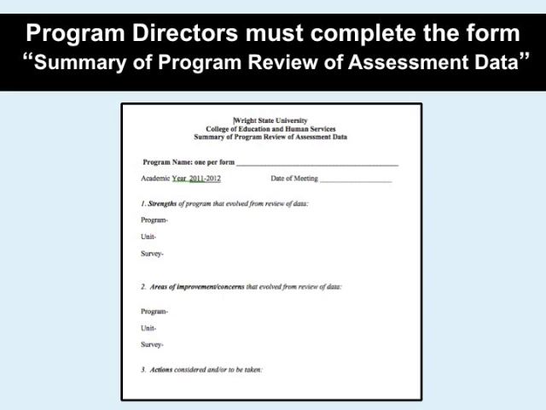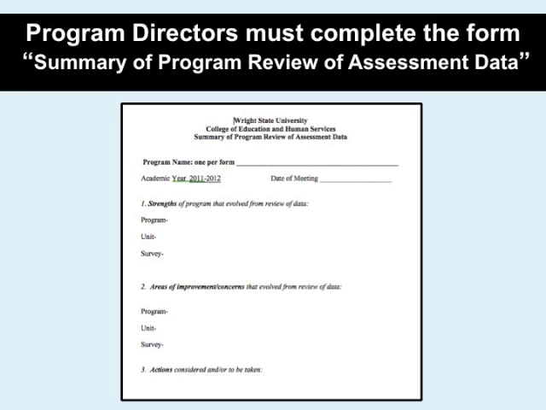Each program director, or advisor if there isn't a director, is responsible for completing this form at the end of each academic year after reviewing their program documents, assessment results, survey results, and any other data available. This template is provided to help directors organize the data, remember what to look for, and write down program improvement decisions. An example of something to review would be a program standard.